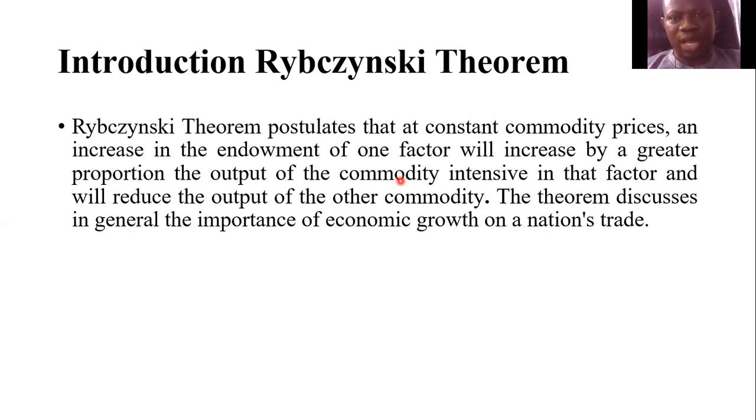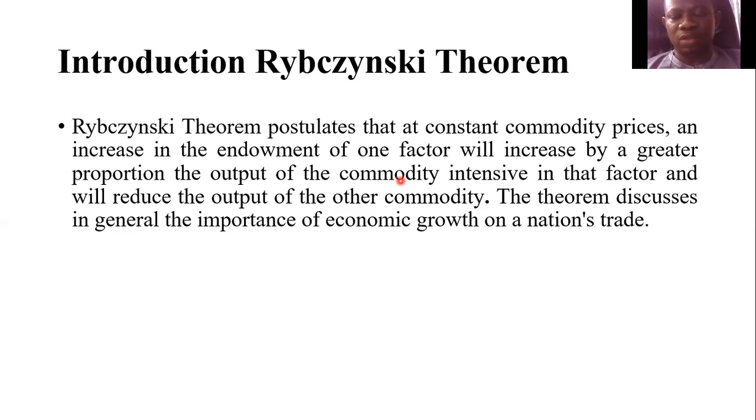Like the example I cited earlier under the Samuelson theorem, assuming Nigeria is producing cars and we are producing automobiles, and now there is an increase in capital, maybe as a result of foreign direct investment, what is going to happen to the production of automobiles that use more capital than labor, and what is going to happen to cocoa that uses more labor than capital? The automobile that uses more capital will increase, while the cocoa that uses more labor will decrease.